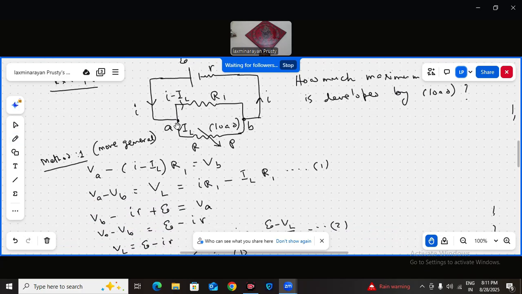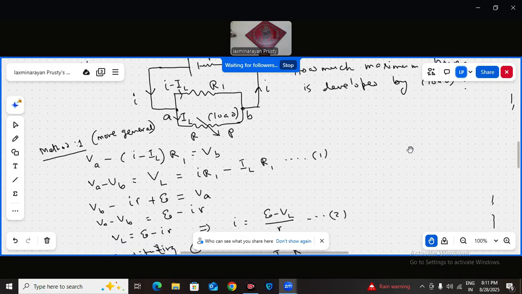So VA minus (I minus IL) into R1 is VB. This I'm sure. So VA minus VB, which is your VL, is equal to I R1, small i R1, minus IL R. Okay, fine. No problem.